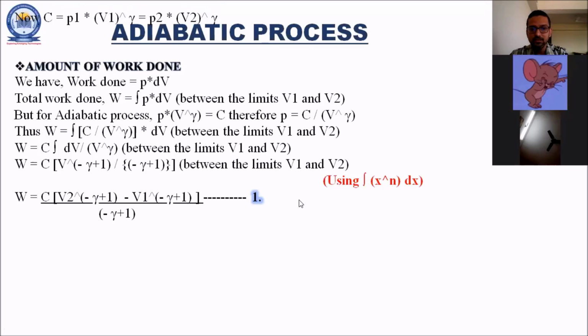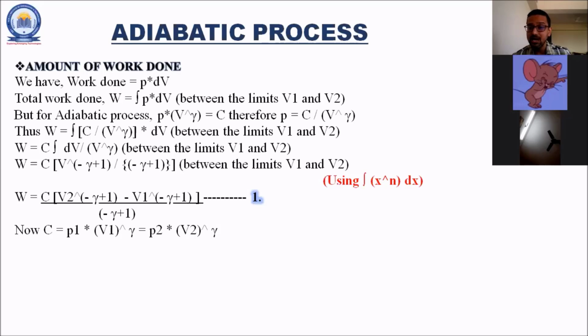So now let us proceed further. We are already aware that C is equal to PV raised to gamma. So I can write C is equal to P1V1 raised to gamma and also that is equal to P2V2 raised to gamma. Now friends, remember this step. When C is multiplied by V2, we will be substituting the term P2V2 raised to gamma. When C is multiplied by V1, we will be substituting P1V1 raised to gamma.